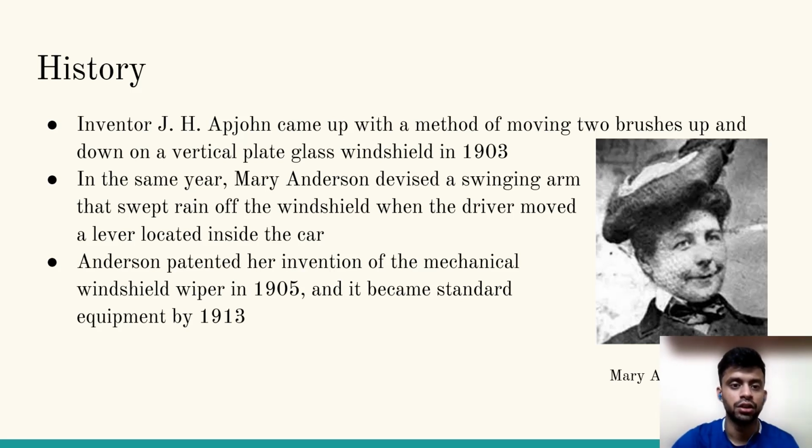Inventor J.H. Epson came up with a method of moving two brushes up and down on a vertical plate glass windshield in 1903. In the same year, Mary Anderson devised a swinging car arm that swept the rain off the windshield when the driver moved the lever located inside the car. Anderson patented the invention of the mechanical windshield wiper in 1905, and it became standard equipment by 1930.